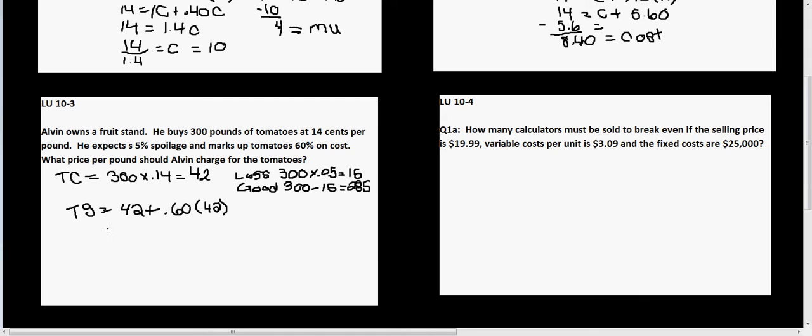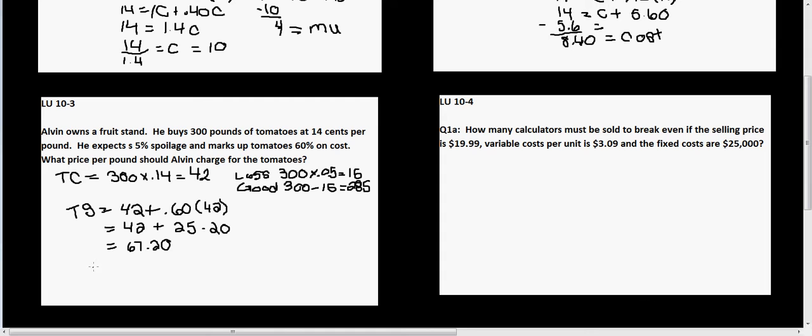So our total sales then are $42 plus 60% of 42, which is $25.20, which is equal to $67.20. Now that is for total sales, not per unit, total sales of 285 items. Because we can't sell 300, we can only sell 285.